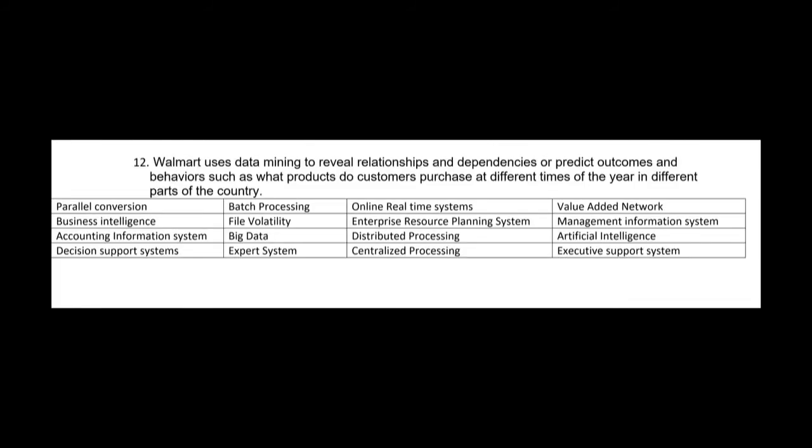Whereas in a distributed system, if you have one failure, if one workstation goes down in a distributed system, its processing and its data storage can be picked up elsewhere by other workstations with minimal disruption. Number 12, Walmart uses data mining to reveal relationships and dependencies or predict outcomes and behaviors, such as what products do customers purchase at different times of the year in different parts of the country.